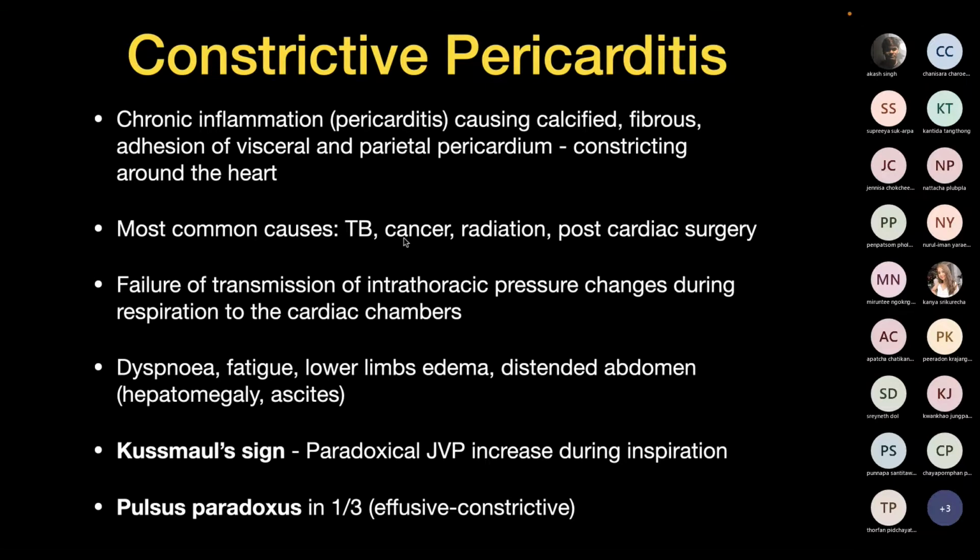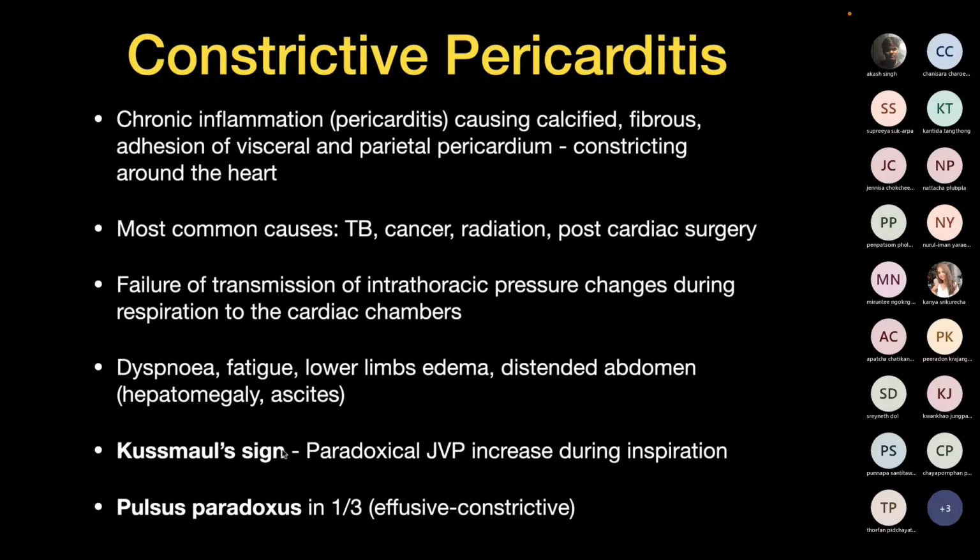So again, anything that can cause pericarditis can cause constrictive pericarditis, especially those that keep coming back, like cancer or TB or radiation. And when the pericardium becomes so thickened, the pressure cannot be transmitted, and it surrounds the heart, and the heart cannot expand very well from there. So the symptoms would be more of a right-sided heart failure type, so dyspnea and fatigue, and sometimes limb swelling, and in some cases it can cause a distended abdomen due to a congested liver, so hepatomegaly and ascites.